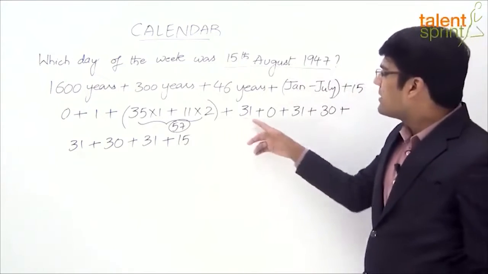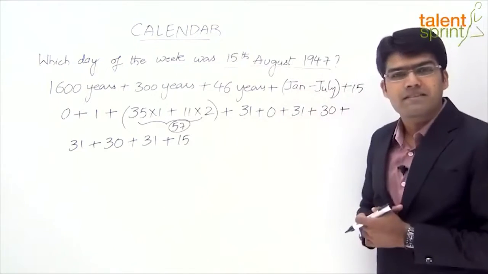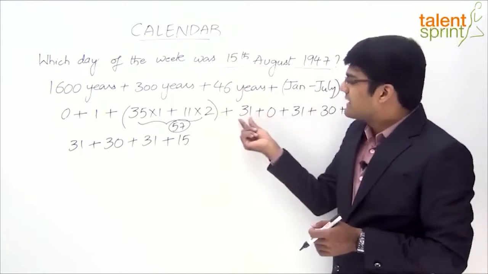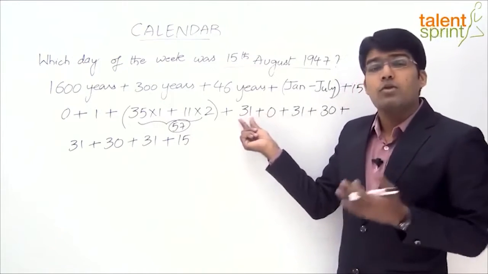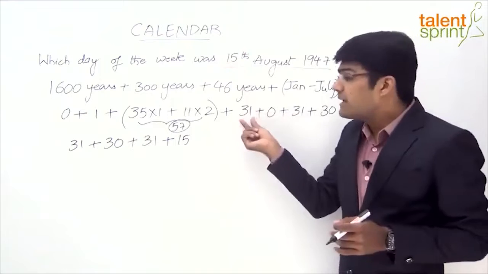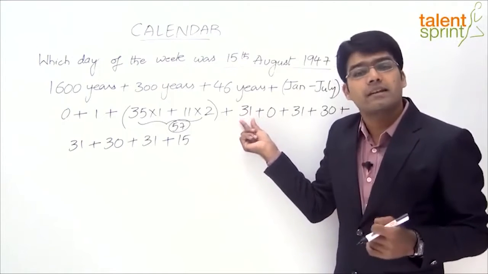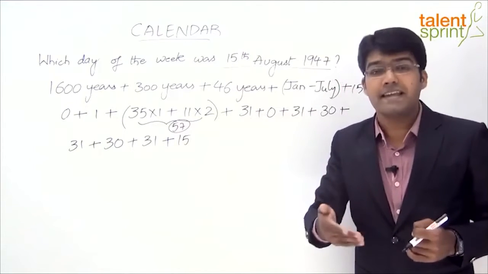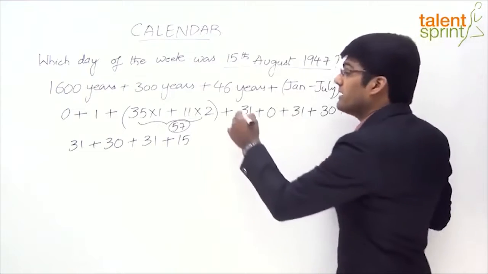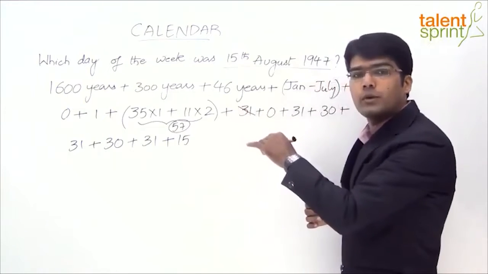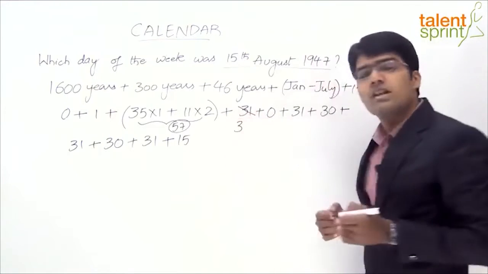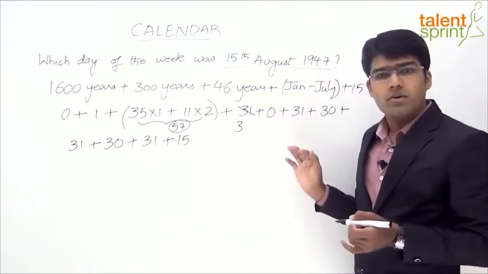Now comes the calculation of the odd days in each of these months. Instead of taking 31 in the sum, why don't we take only 3? Because 31 days is equivalent to 3 odd days. 31 days is 4 weeks, 28 days, plus 3 days. So the point here is, instead of considering 31 days in January, let us say there are only 3 odd days in January. Then 0 remains 0, right?